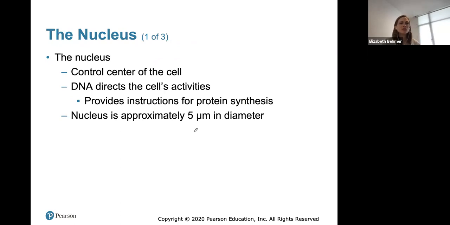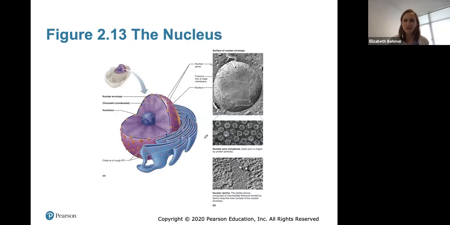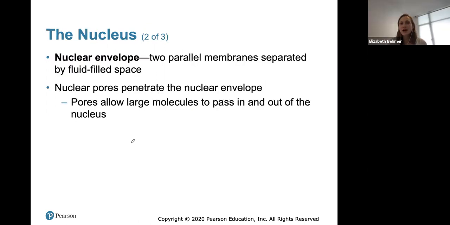The nucleus then is the control center of the cell. It's like the brain. It controls all cellular activities with DNA. DNA is what provides instructions for protein synthesis, which is extremely important. And the nucleus is approximately 5 micrometers in diameter. So here's a look at the nucleus, the brain. It has pores within the nucleus where things can enter and exit. The nuclear envelope are 2 parallel membranes separated by the fluid-filled space. Nuclear pores penetrate the nuclear envelope, which allow large molecules to pass in and out of the nucleus.